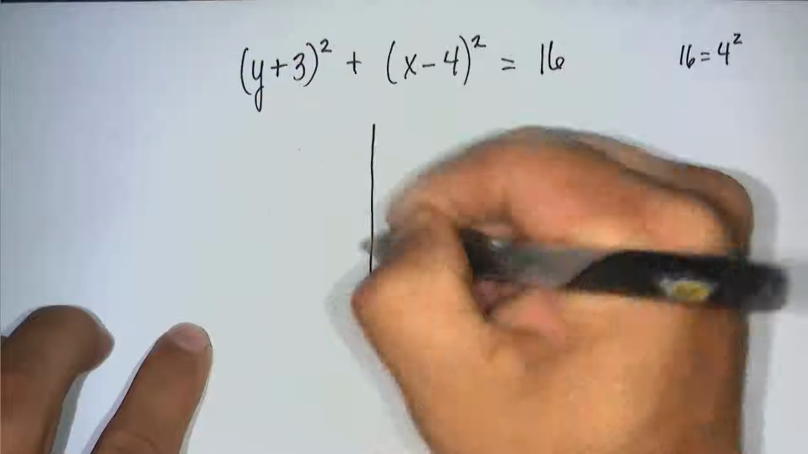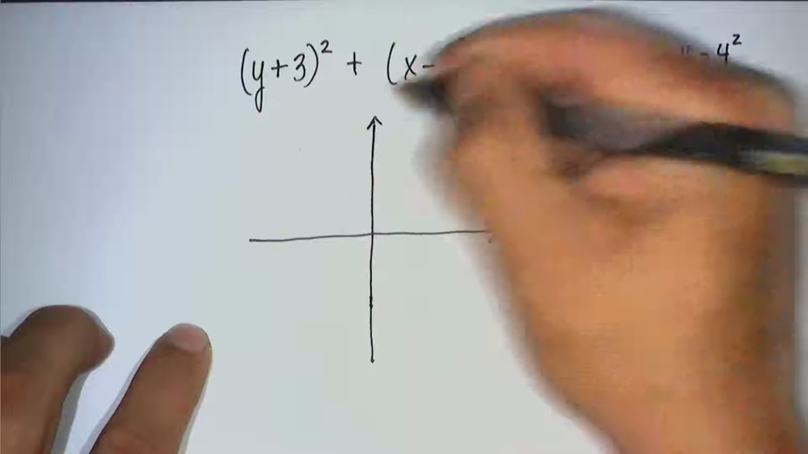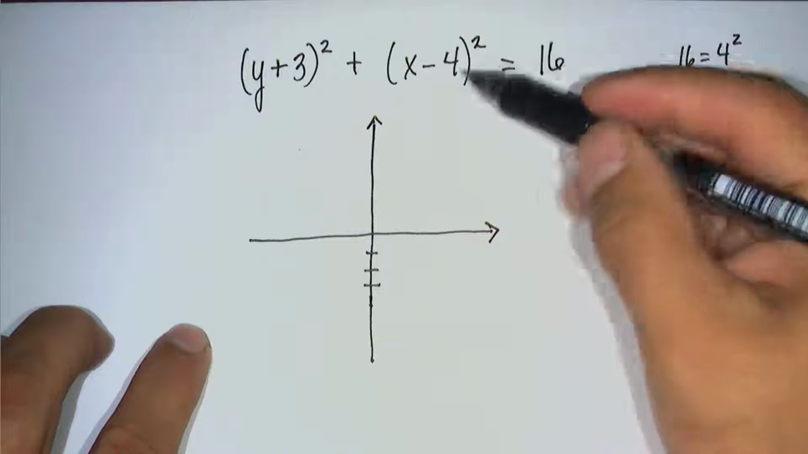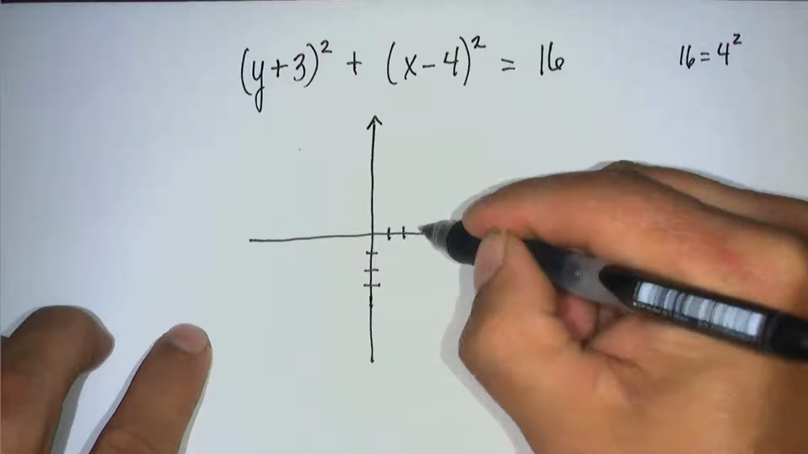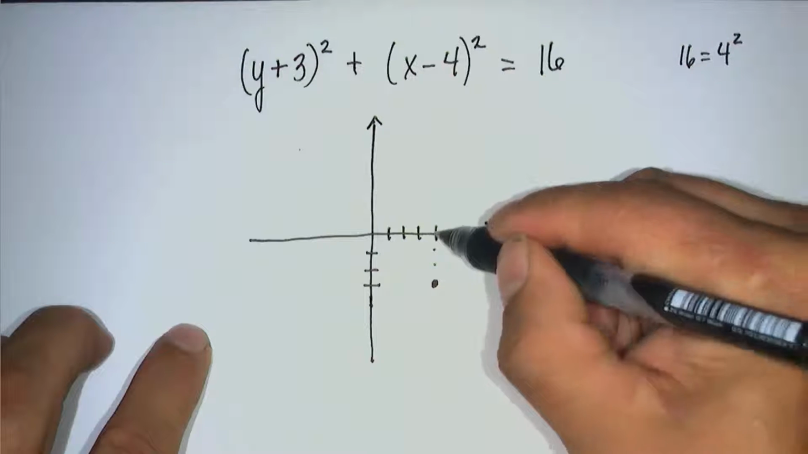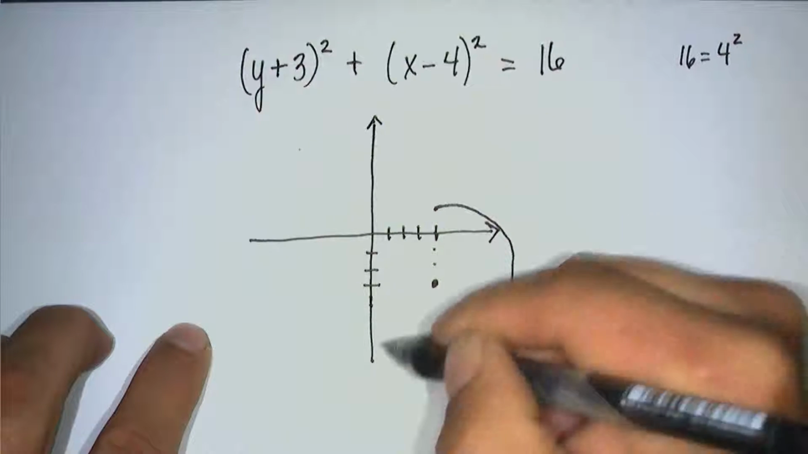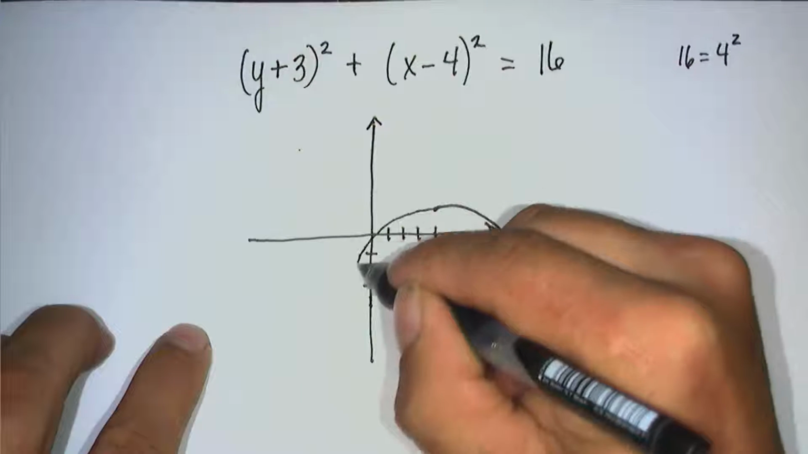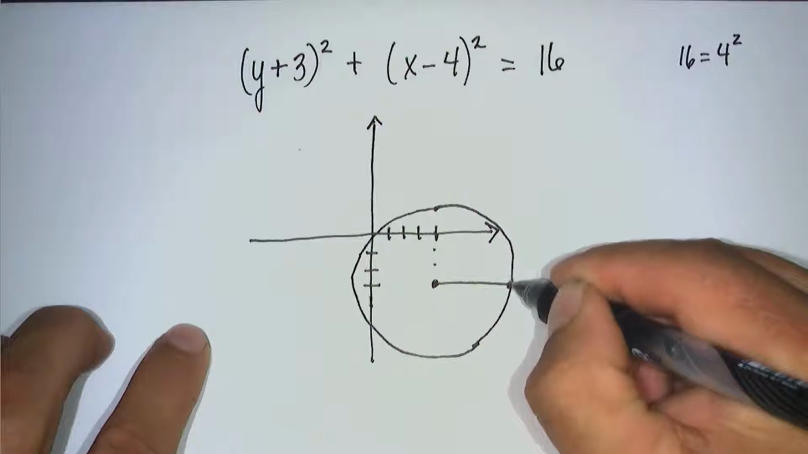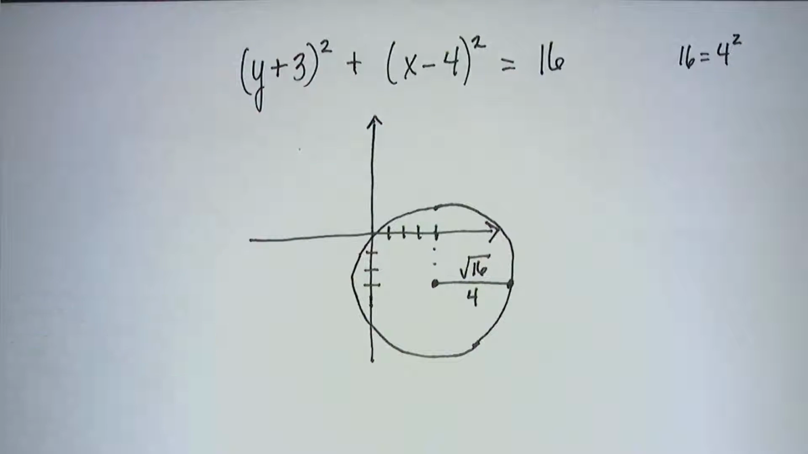So let me just kind of draw a little graph here. We'll just pretend we're going to scale it. So we need at least 3 units down for our circle. And it's going to be 4 units to the right because that's shifted to the right. So it's going to be centered right here. And it's going to have a radius of 4. So we could say that it's probably going to look something like this. Where this radius is the square root of 16 or 4. Okay. So that's a transformation.